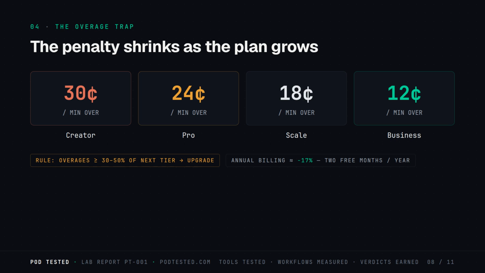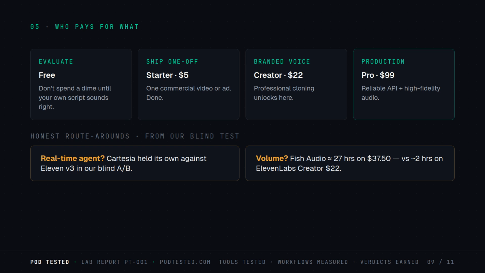The overage trap. Go past your plan, and the penalty depends on the plan itself. About 30 cents a minute on Creator, 24 on Pro, 18 on Scale, 12 on Business. The rule of thumb: if your overages keep hitting 30 to 50% of the next tier's price, upgrading is already cheaper than standing still. And if your volume is predictable, annual billing takes about 17% off, two free months a year.